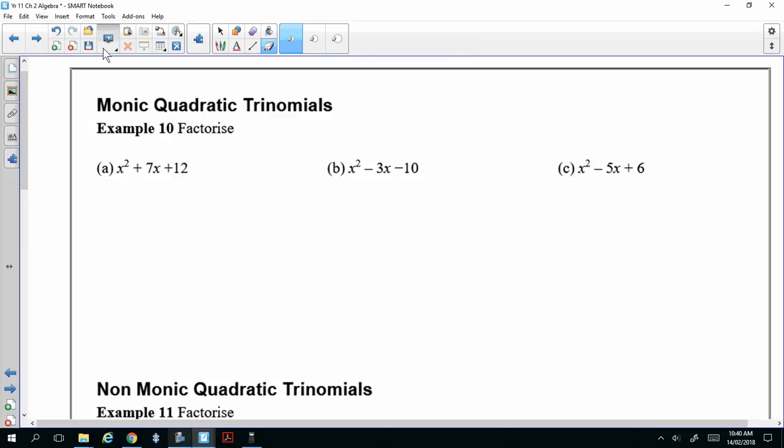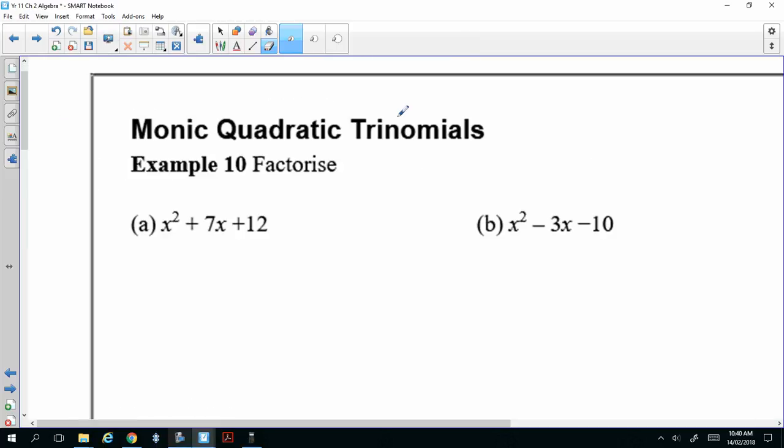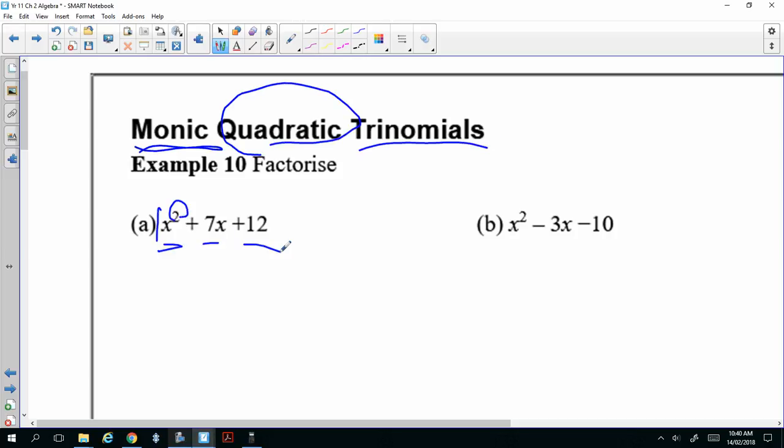Start off with quadratic trinomials. Let's understand that word. Monic means 1, like monoprinter. Monocolor means 1, so 1 means the coefficient of x squared is 1. Quadratic means there's a square. Trinomials means there are 3 terms. We're going to factorize these monic quadratic trinomials.